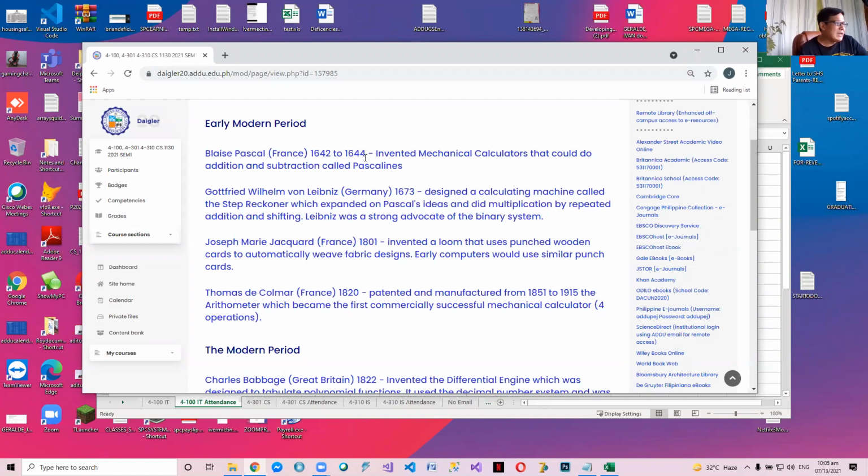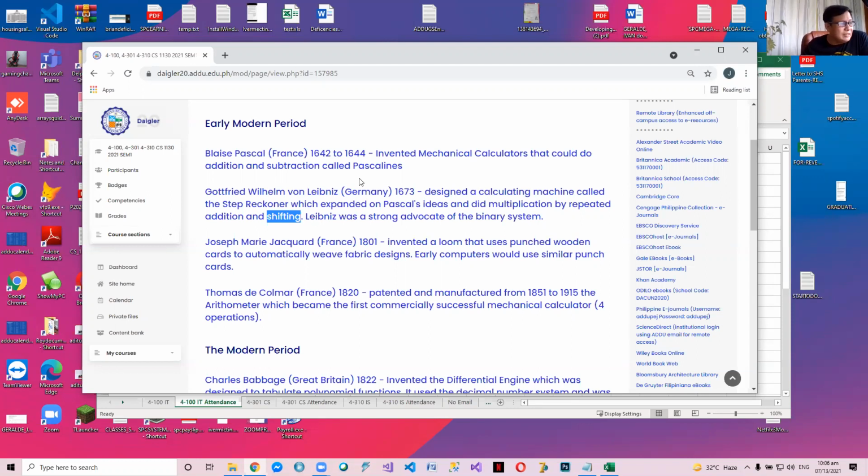By the way, the Pascaline is a decimal system. Okay? The step reckoner, which is an invention of von Leibniz, an improvement of the Pascaline, is a binary system. Now, using binary, you can do a multiplication by a process called shifting. Do you follow? Because Leibniz was a strong advocate of the binary system. What is a binary system? It is a numeric system which represents numbers by zeros and ones. The base 2 system. The decimal is base 10.